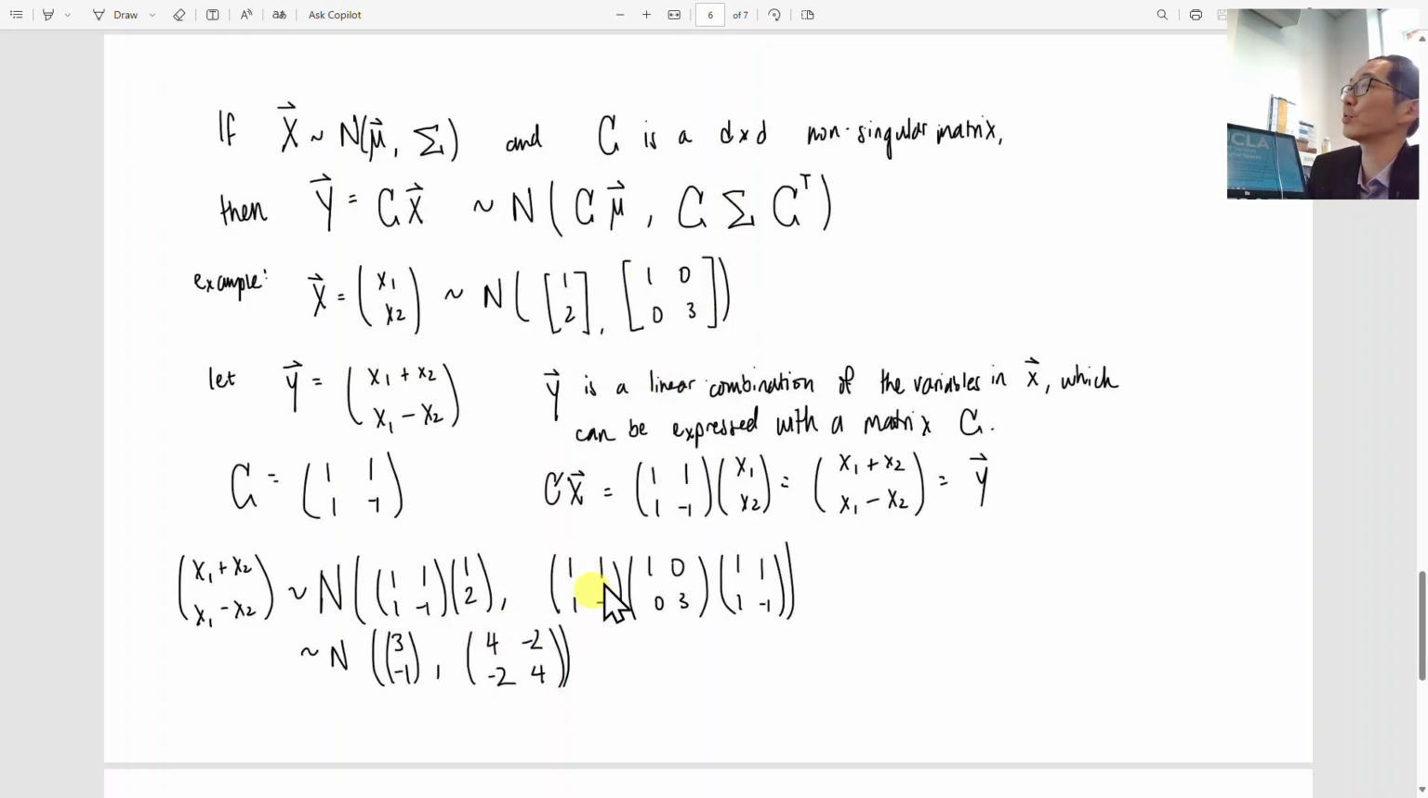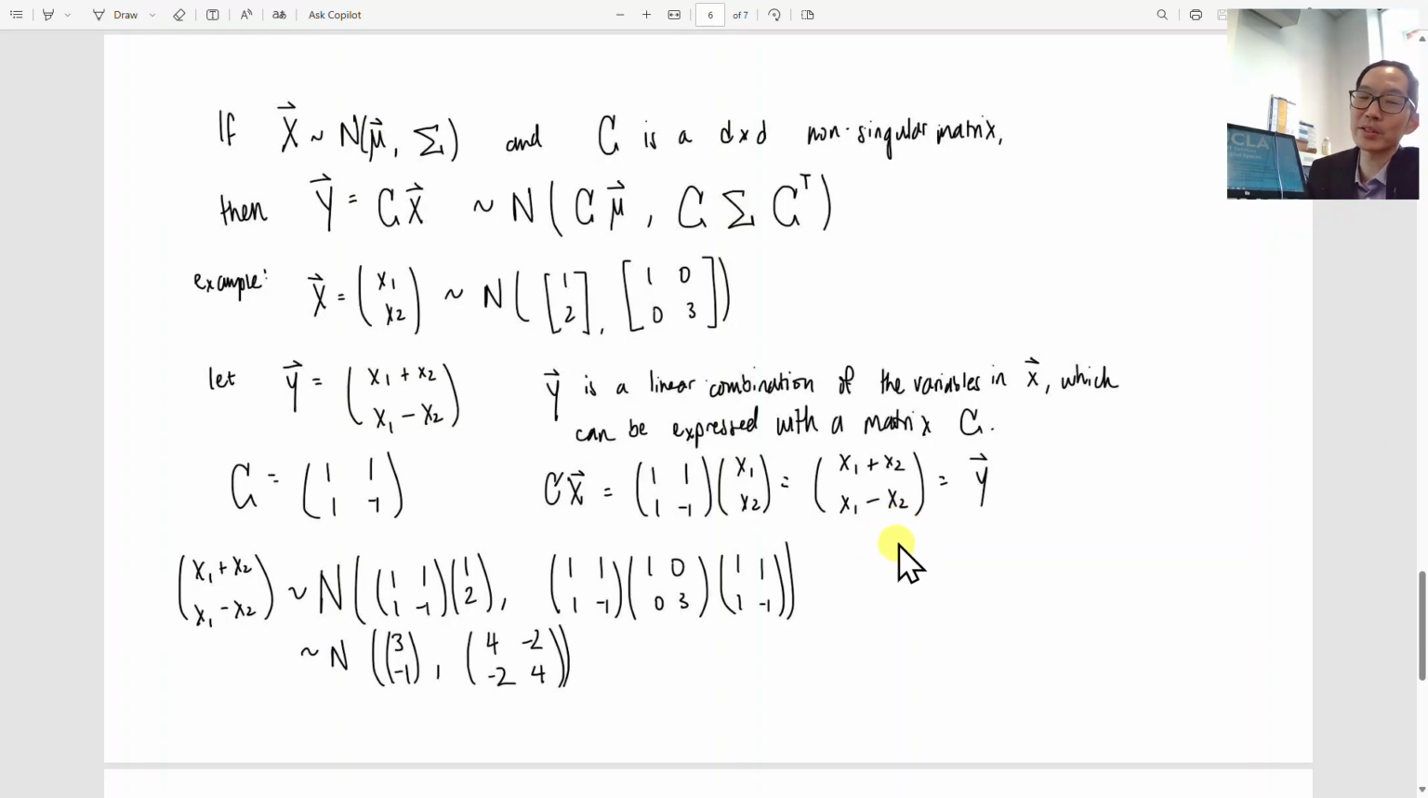So we're just doing C times sigma times C transpose. The resulting variance of x1 plus x2 will be 4. The resulting variance of x1 minus x2 will also be 4 because variance is additive. But then the covariance between these things, even though x1 and x2 themselves are independent, y1 and y2 will have negative covariance.